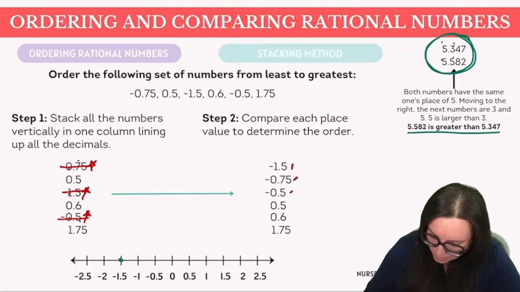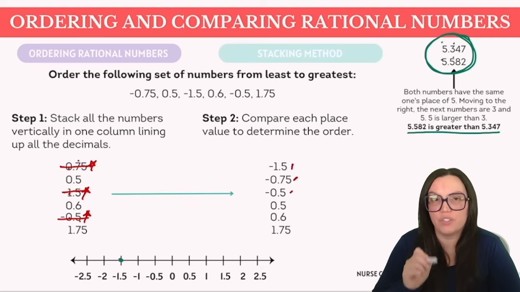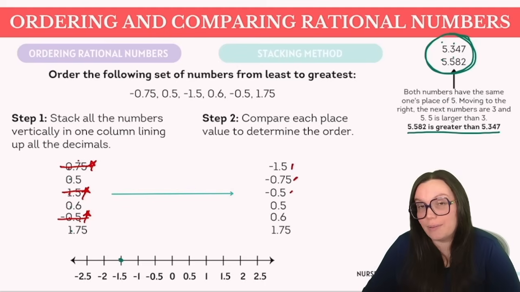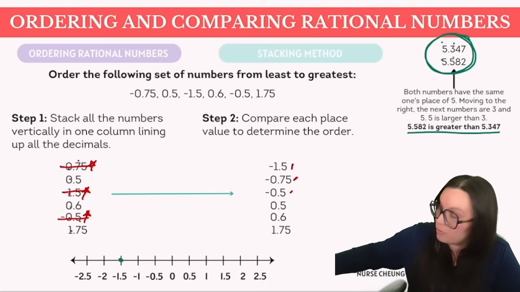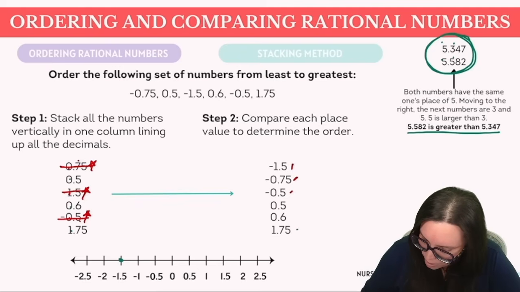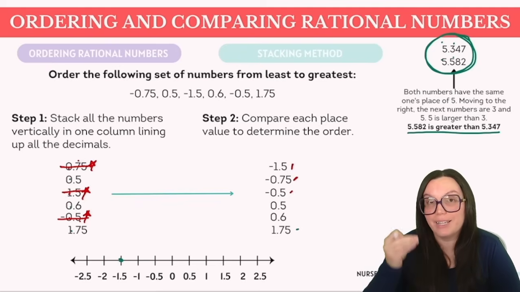So with our positive numbers, again, we're going to be looking at the first number. So we have 0, 0, and 1. So 1 is obviously greater. Remember, the further we move to the right of our number line, the greater the number becomes. So we know that 1.75 is going to be our greatest number.